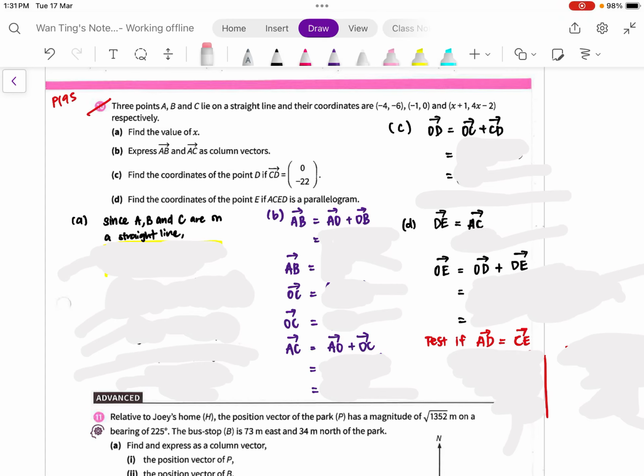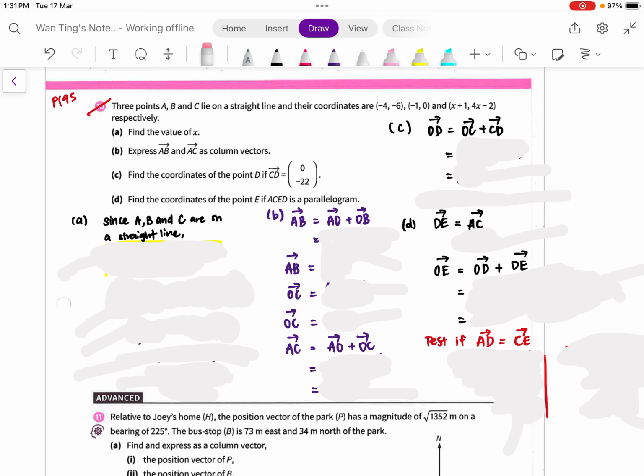This is question 10 on exercise 5.4. This is on page 195 of your workbook. What we are given is 3 points, A, B, and C, which lie on a straight line, and their coordinates are given respectively. Only for C, it is given as (x plus 1, 4x minus 2). That is its x and y coordinate. Find the value of x.